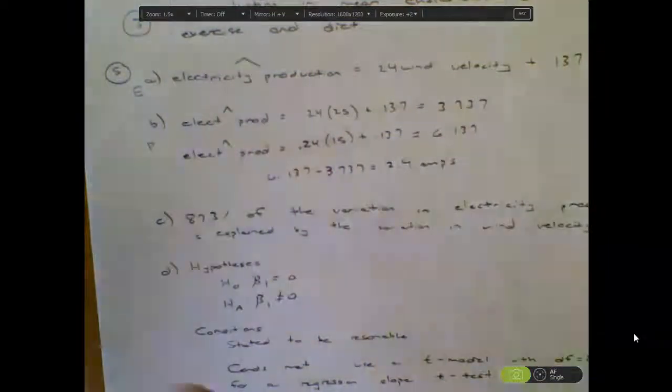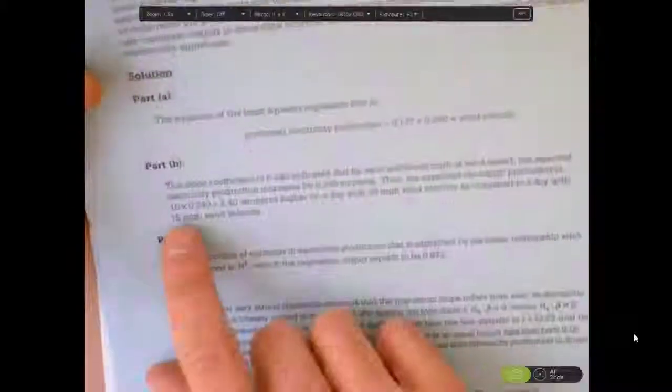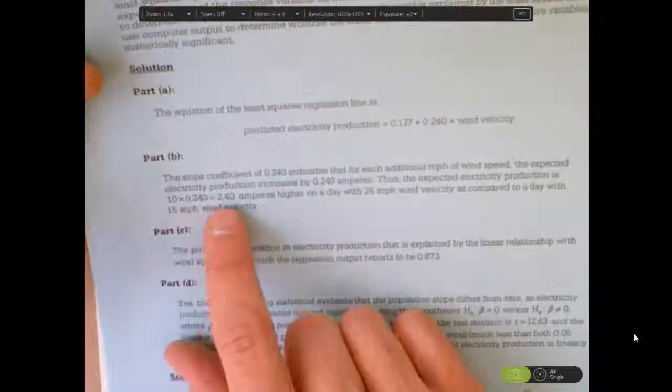All right, and you'll notice in their answer here, you could have just taken the difference times the slope to get 2.4 amps.